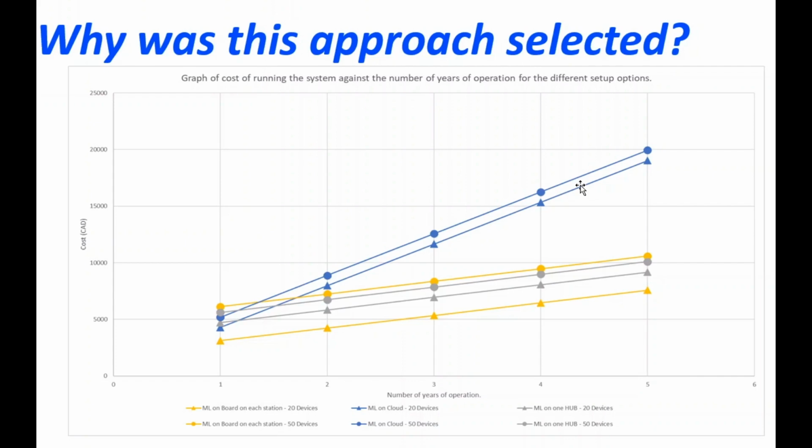The on-the-cloud approach is relatively cheap for the first year of operation. However, over the years, you can see the cost ramp up, and this is mainly due to the different number of services that are required to get the system operational. Now, finally, the ML on each board approach, which is the approach we are currently going with, is the cheapest option when setting up 20 stations and has the lowest entry cost as compared to the other options. Also, when it comes to setting up more stations, it is more expensive than the ML on hub approach, but since each board is dedicated to running a single model per station, the performance would be better.